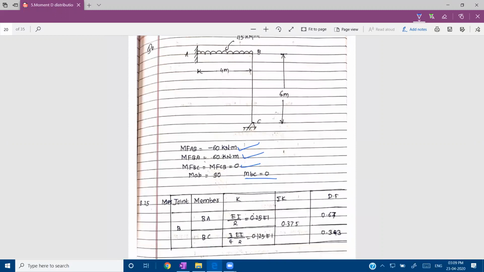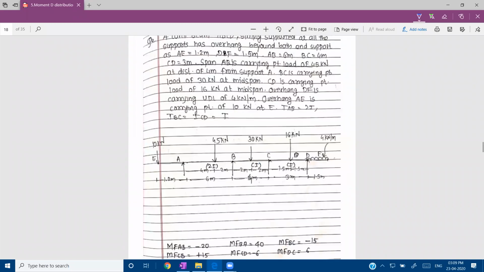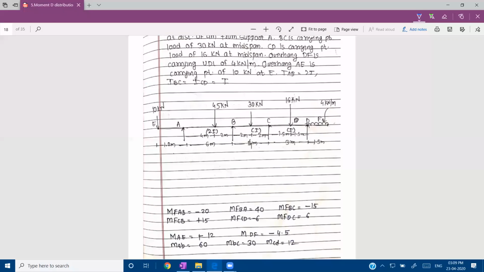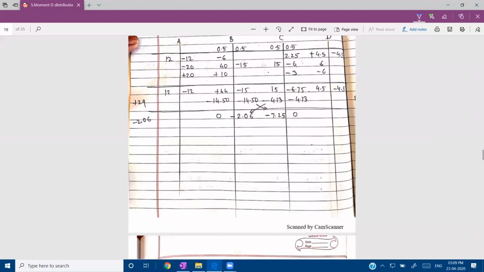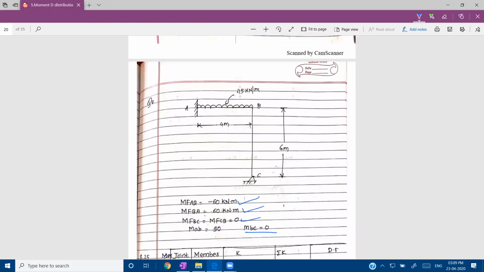Now, in case of a portal frame problem, just before this, in case of beam problems, we calculated all the distribution factors on continuous joints. If you see the previous example, here we calculated distribution factor at joint B and at joint C. Similarly, in case of a portal frame problem, we have to calculate distribution factor at the joint, that means the point where beam and column are meeting. So here, at this point B, we have to calculate distribution factor. At joint A, we cannot calculate distribution factor because it is an end support. Similarly, at joint C also, we cannot because it is an end support.